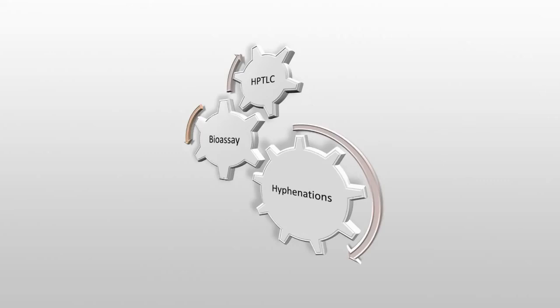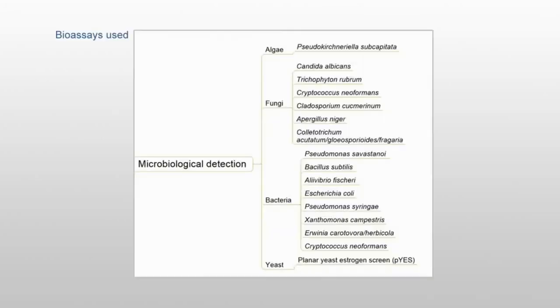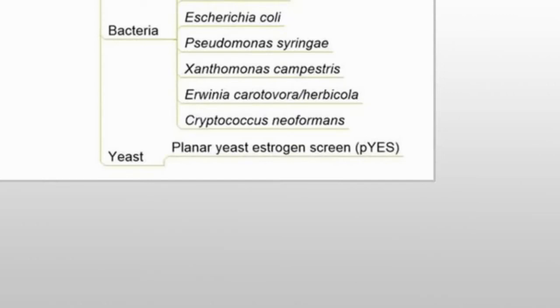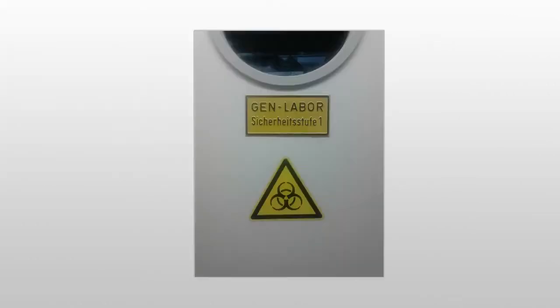For bioactivity profiling, high-performance thin-layer chromatography (HPTLC) is combined with bioassays and further hyphenations such as mass spectrometry. To discover estrogen-effective compounds, the planar yeast estrogen screen (PES) is selected out of the many bioassays reported so far. The experiments were performed in an S1 certified laboratory.